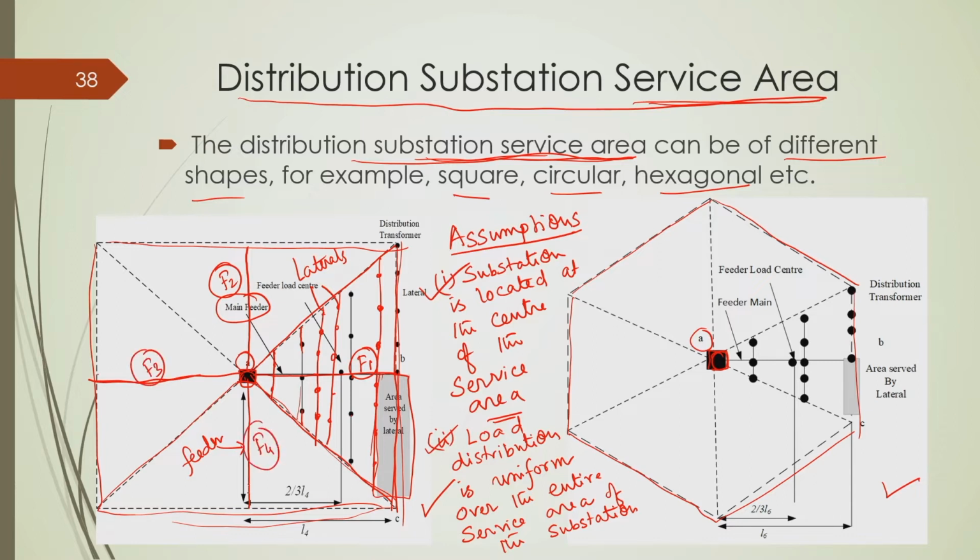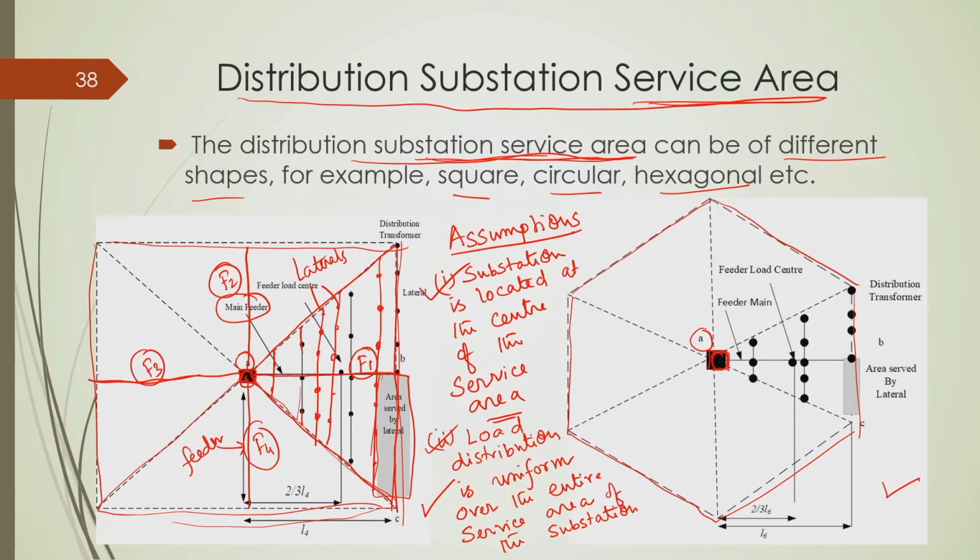Each of them, the main feeders, is marked with a red line, and you can understand that for each feeder, the service area is a triangle. So, we have 4 triangles here, which constitute a square service area under this particular substation.